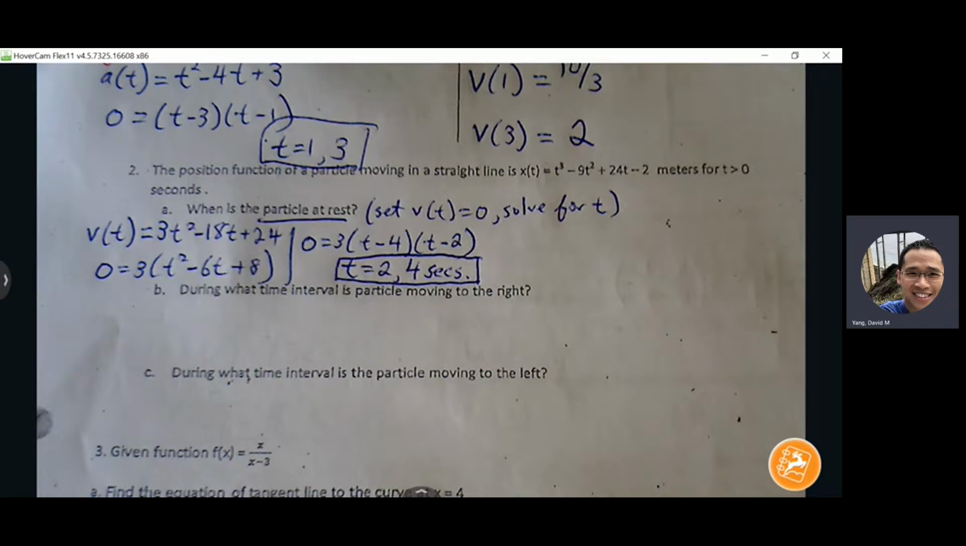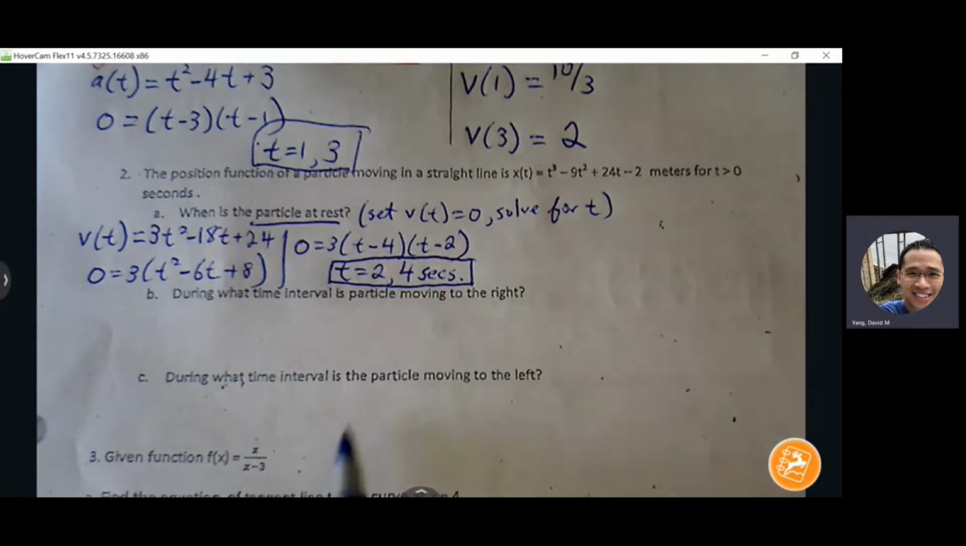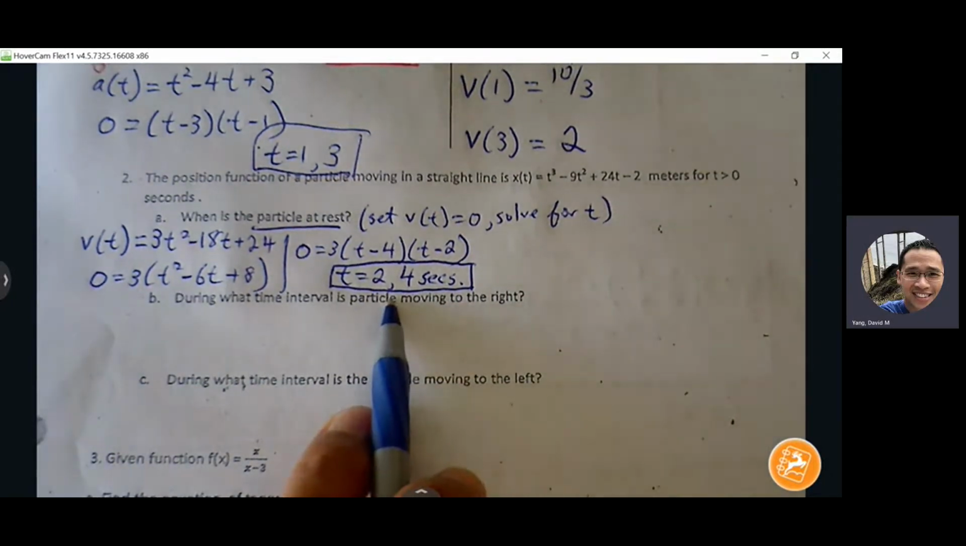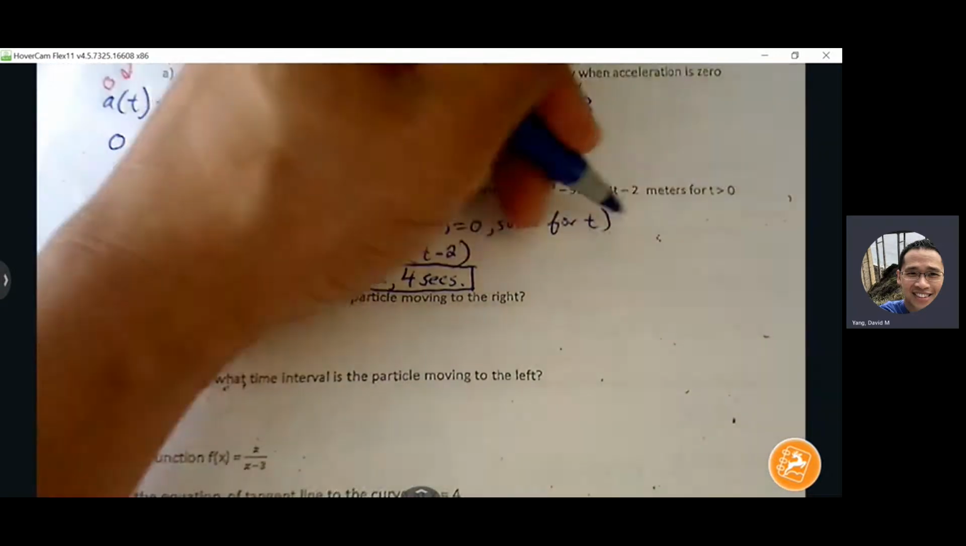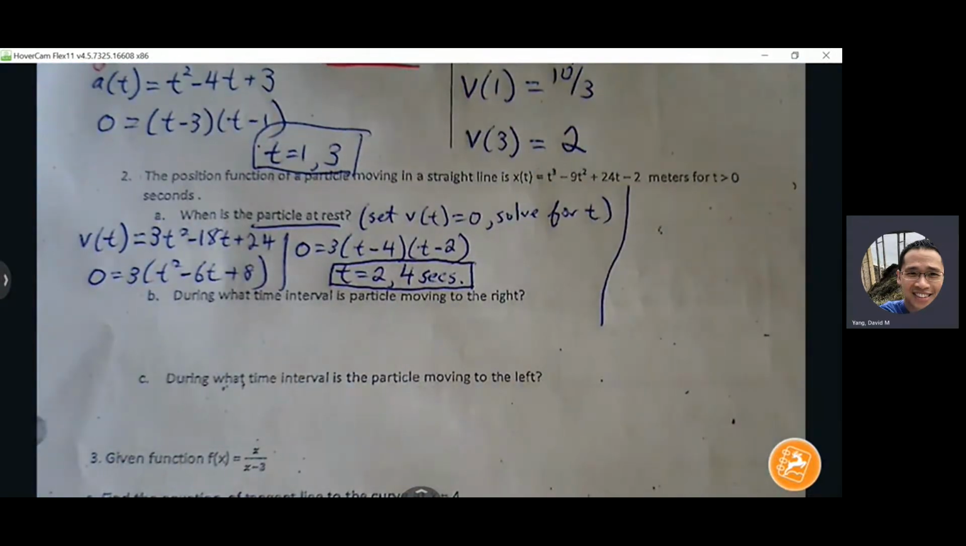That way you can get a visual picture, everything organized in terms of your intervals of right to the left and your particle at rest information all plotted on your velocity sign line. So let's take some time to do that.